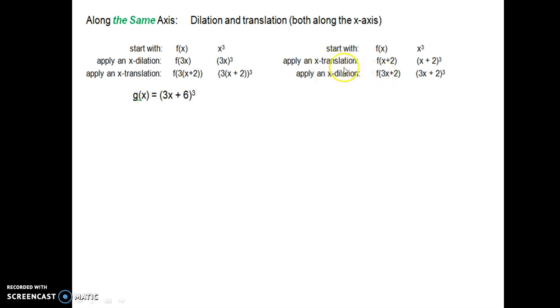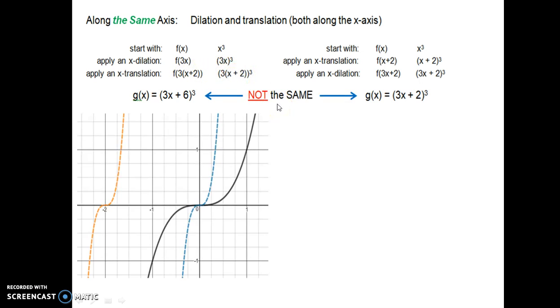Then we do the dilation. So that x is replaced with 3x for the dilation. And that 3x goes in here to replace that x. That function is very different from that one. Again, it goes back to this parentheses and that replacement of x plus 2 that was made here. Very different. Let's look at it graphically.